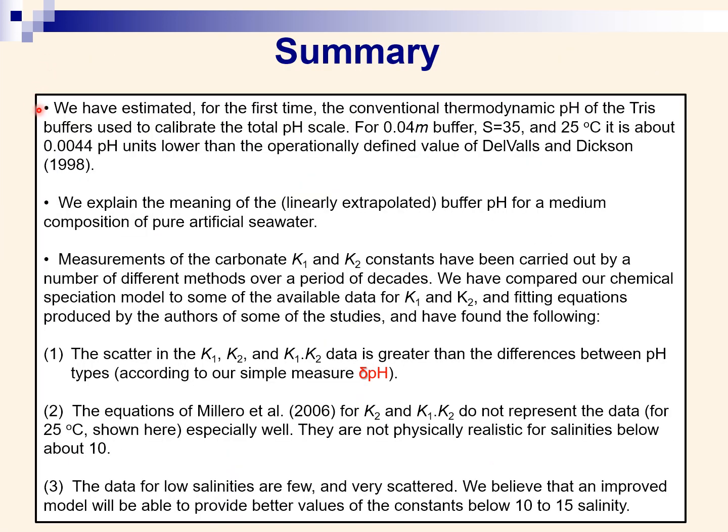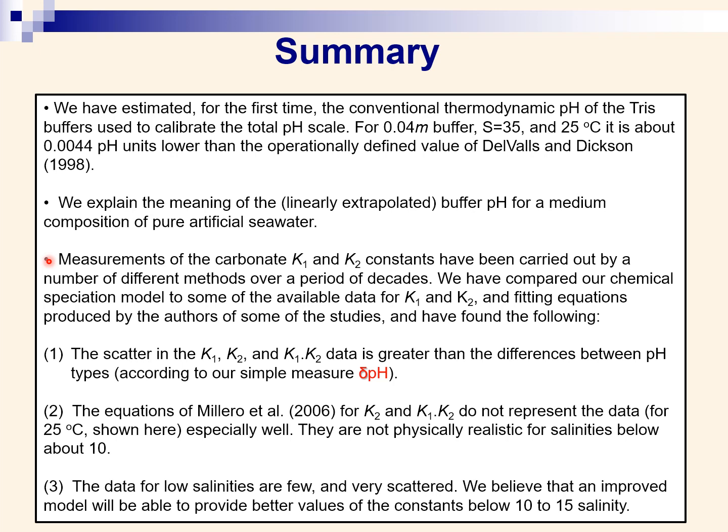Finally, to summarize, we have estimated for the first time the conventional thermodynamic pH of the Tris buffers used to calibrate the total pH scale. For 0.04 mole per kilogram buffer, salinity 35 and 25 degrees centigrade, it is about 0.0044 pH units lower than the operationally defined value of Del Valle and Dickson, although there does remain a significant uncertainty in that number. So we have explained the meaning of the linearly extrapolated buffer pH for a medium composition of pure artificial seawater.